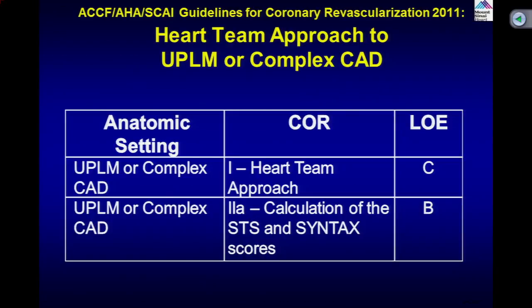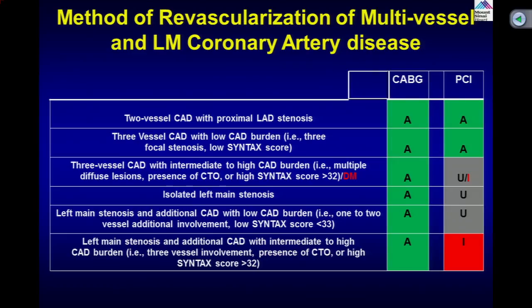Now clearly, as you know, in these kinds of cases the class 1 indication is your heart team discussion, and you calculate the SYNTAX and STS score. STS because of overall outcome after the surgery, but SYNTAX because studies have repeatedly shown, and they will get a recent update, that if you have a complex coronary anatomy with a high SYNTAX score and the patient has a low risk for surgery, meaning STS of less than 5, those patients should go for coronary artery bypass surgery. PCI is inappropriate.